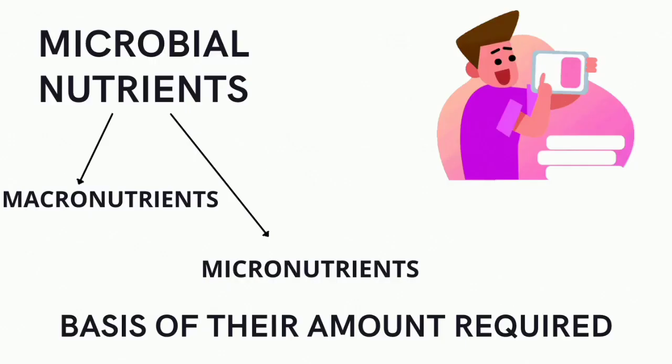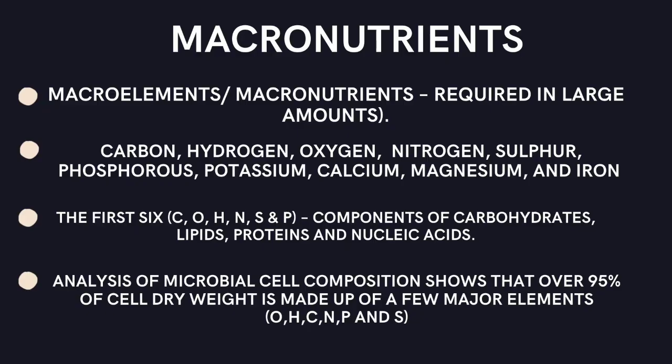Now, microbial nutrients can be classified into two types, macronutrients and micronutrients, based on the amount required. Coming to macronutrients, what are macronutrients? These are the nutrients which are required by the microbe in a larger amount. So what are some of the macronutrients? Carbon, hydrogen, oxygen, nitrogen, sulfur, phosphorus, potassium, calcium, magnesium, and iron.